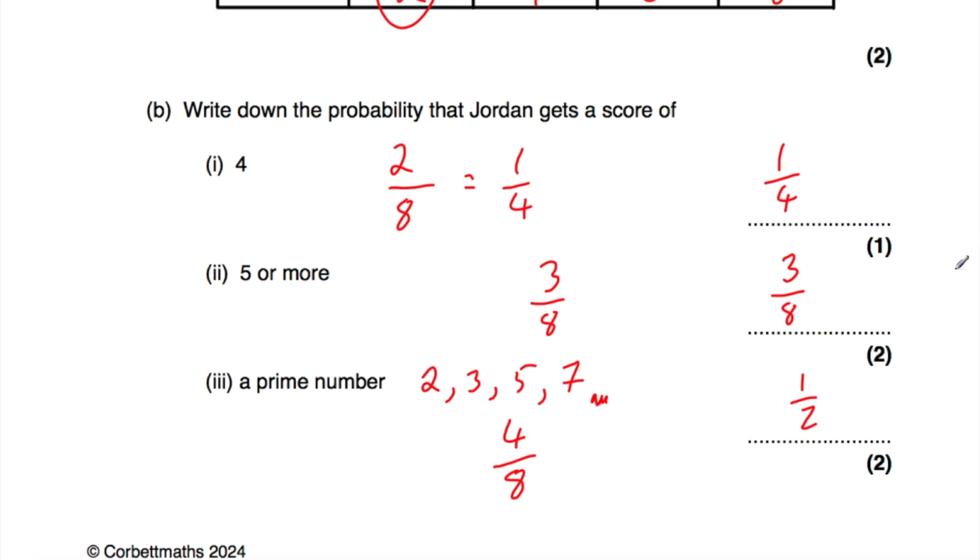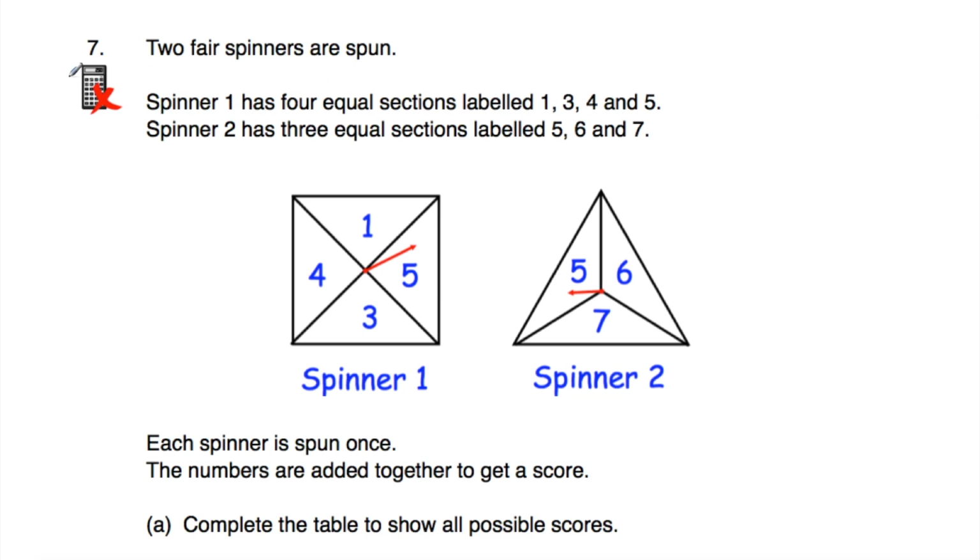And that's it. Okay, so let's have a look at our next question, question number 7. Question number 7 says, spinner 1 has got 4 equal sections labelled 1, 3, 4, and 5, and spinner 2 has got 3 equal sections labelled 5, 6, and 7. And each spinner is spun once, and the numbers are added together to get a score.